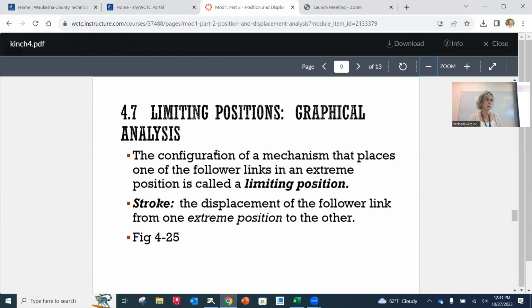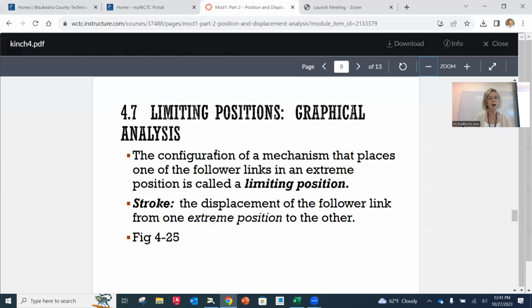Now, that could be a stroke. A stroke is a linear distance, meaning it's going along a linear path. And we want to know how far it is at its furthest point out and how close it is at its closest point, then measure the distance between the two. For instance, if I'm 2 inches out from my driver and I come back in 1 inch, the difference between those two would be the stroke, how far that slider went back and forth.